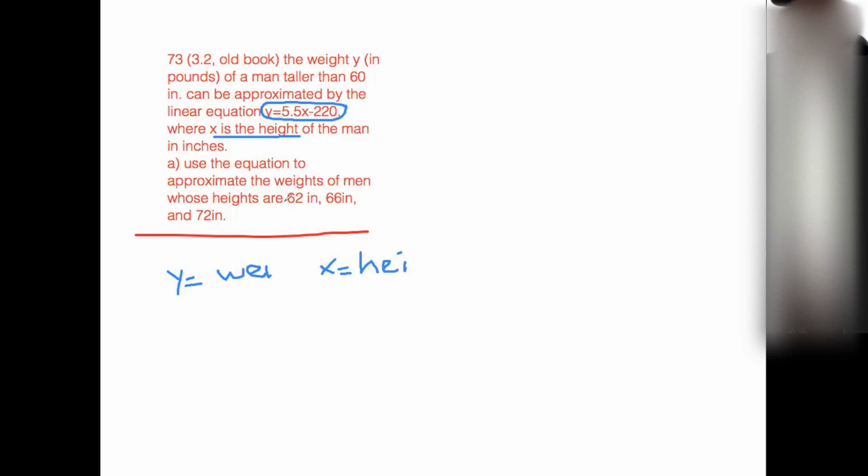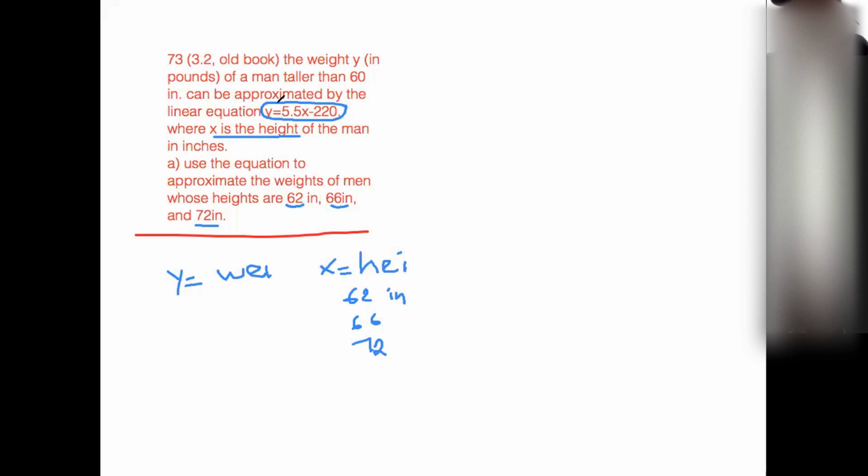For this question, we have all these weights. Basically, we have x's, or actually we have y's. So we actually have the heights. The x is the height. That's what we have. We have three of them. We have 62, we have 66, and we have 72. So we have the x, we need to find y. We're going to approximate the weight of these people who are this tall in inches.